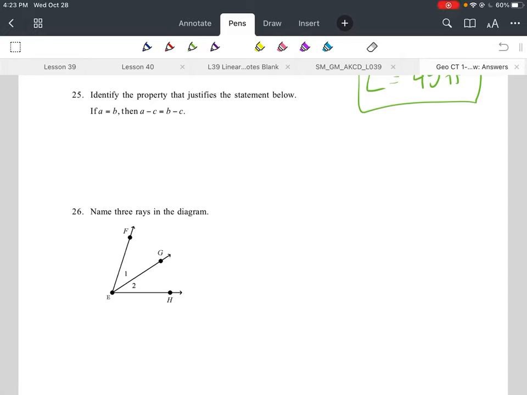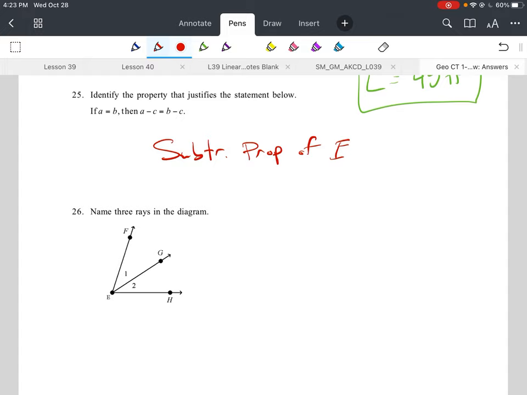Number 25, identify the property that justifies the statement below. Look, if A is B and you have A minus C is B minus C, well, clearly you're subtracting from both sides. So that is just the subtraction property of equality. Okay. Subtraction property of equality.